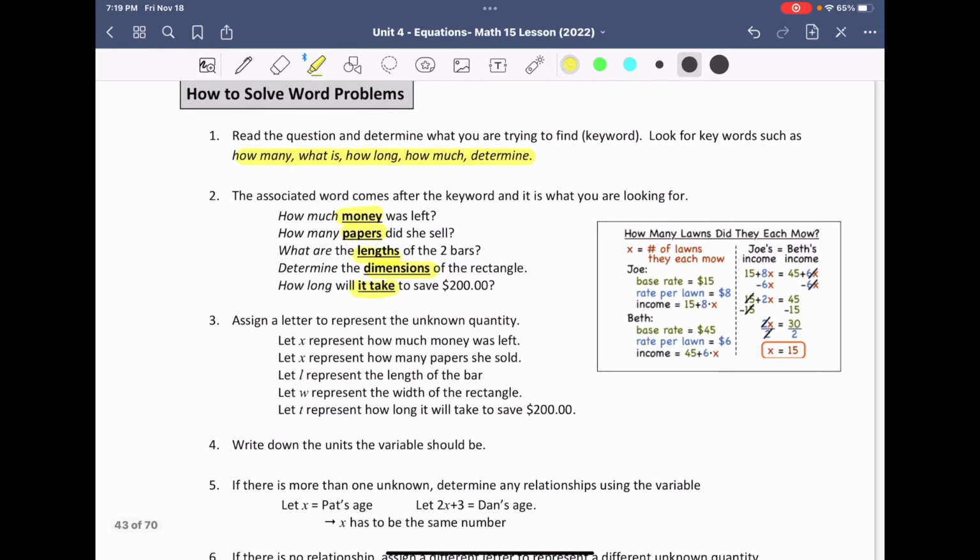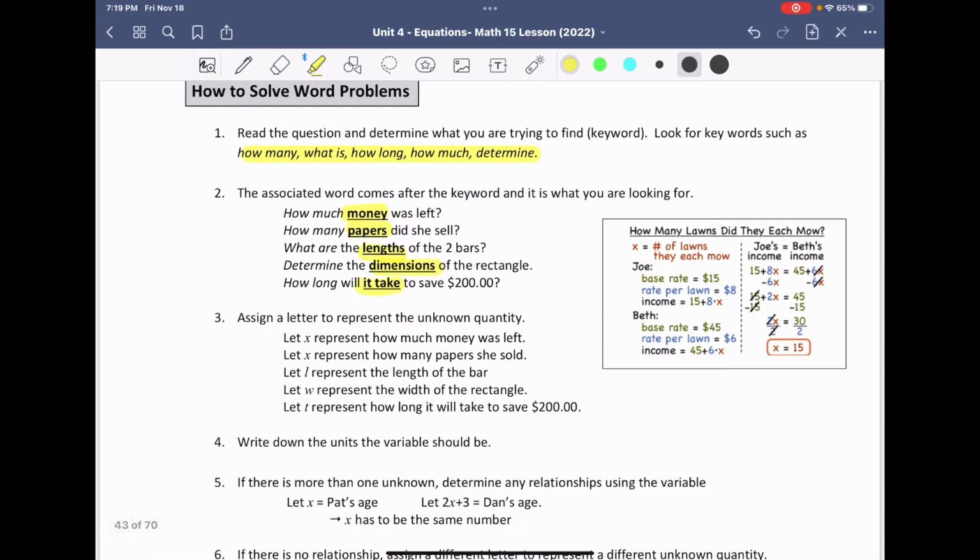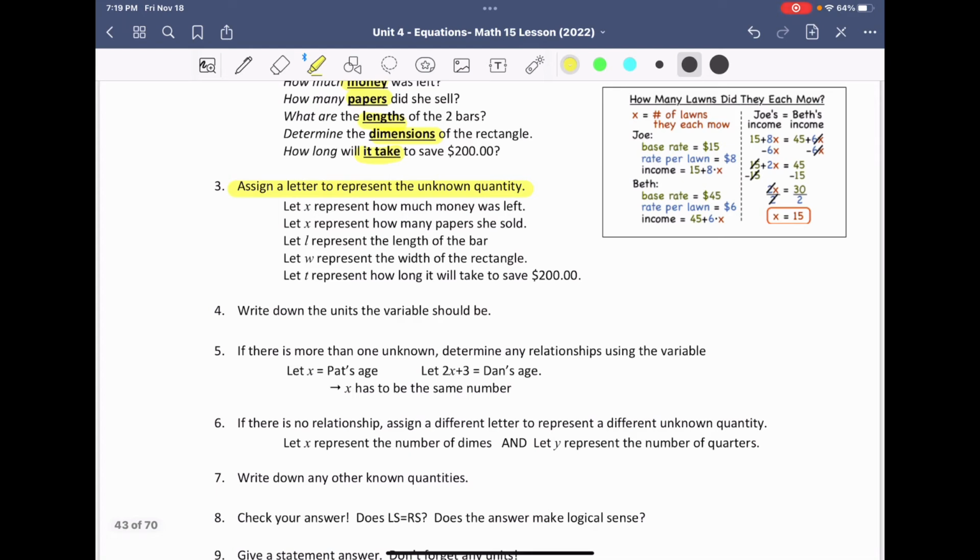And then once we know the descriptive words or specific keywords, we know the words that are associated with those keywords, we need to let a variable represent whatever unknown we have. So we can assign a letter, and realistically any letter, to any given unknown as a way to help us solve the problem. Then what we want to do is assign units to our variables. So if it's in centimeters, we should know that it's in centimeters. If it's inches or millimeters or whatever it is, or if it's dollars, we need to define our variable in terms of what it needs to be equal to.